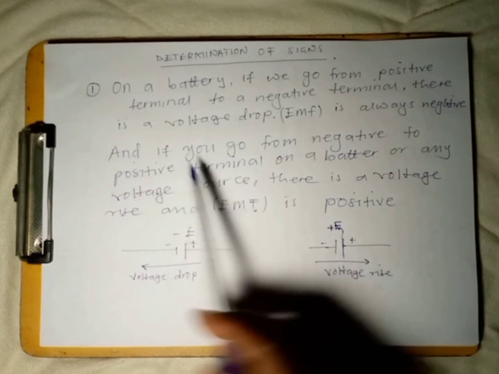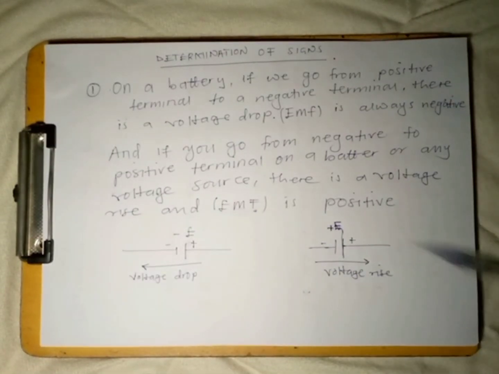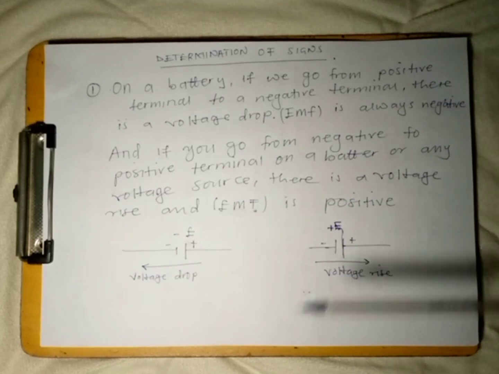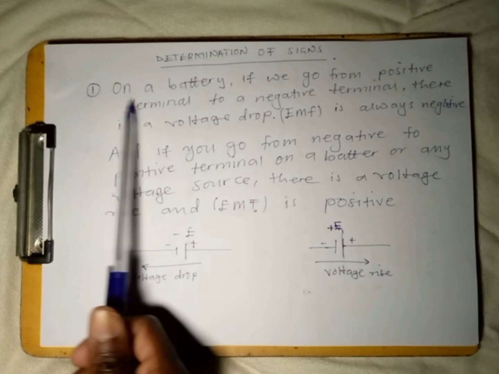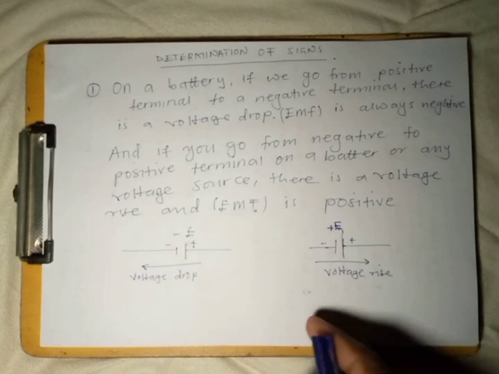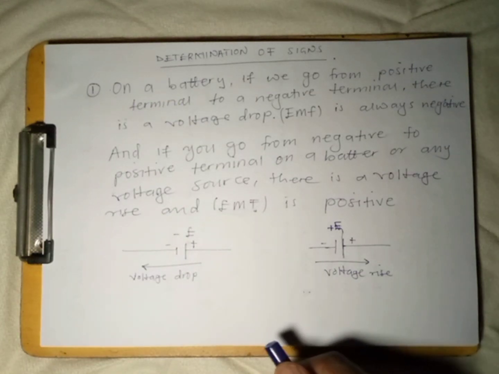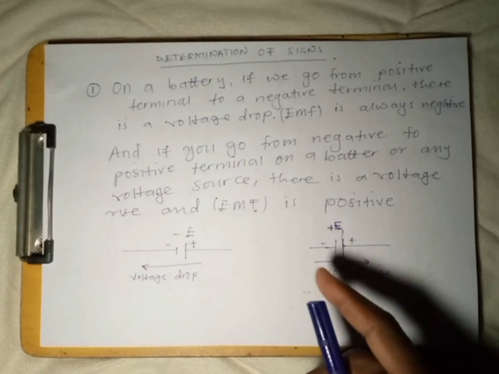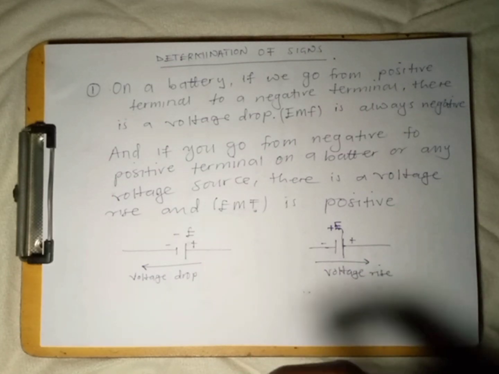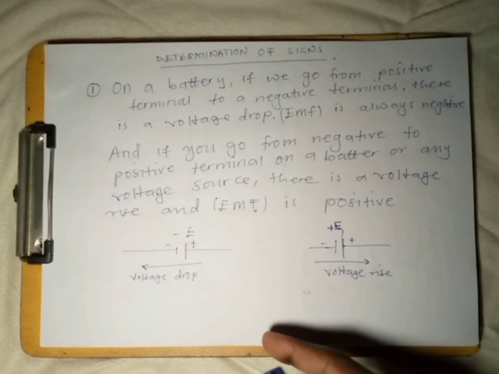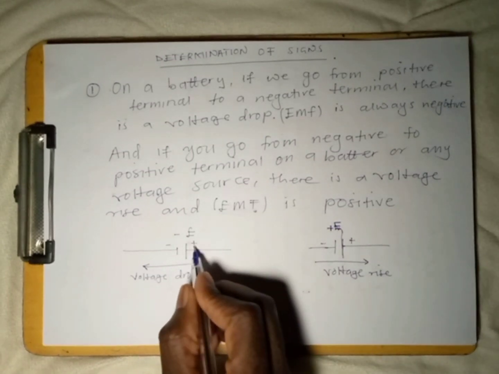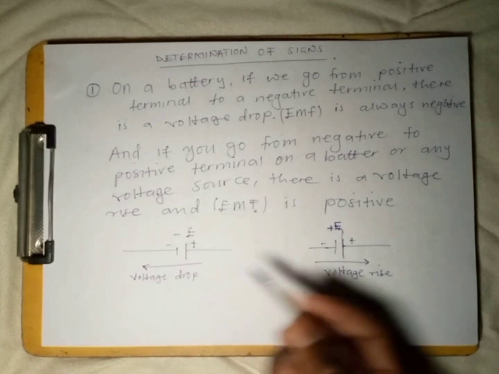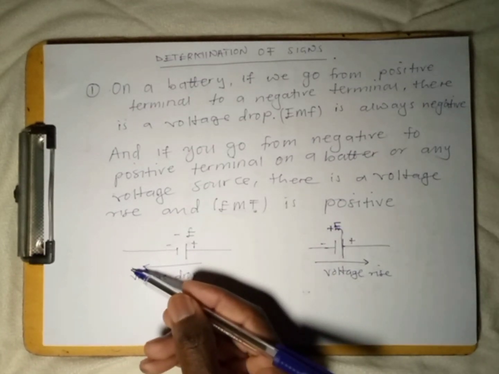All right, we proceed. So according to the issue of how you can determine the sign, you need to follow two different conditions. The first condition says on a battery, if we go from a positive terminal to a negative terminal, there is a voltage drop, meaning that the electromotive force across that same battery has to be negative. Reason being, you are moving from the positive part to the negative part. You are decreasing in the voltage.